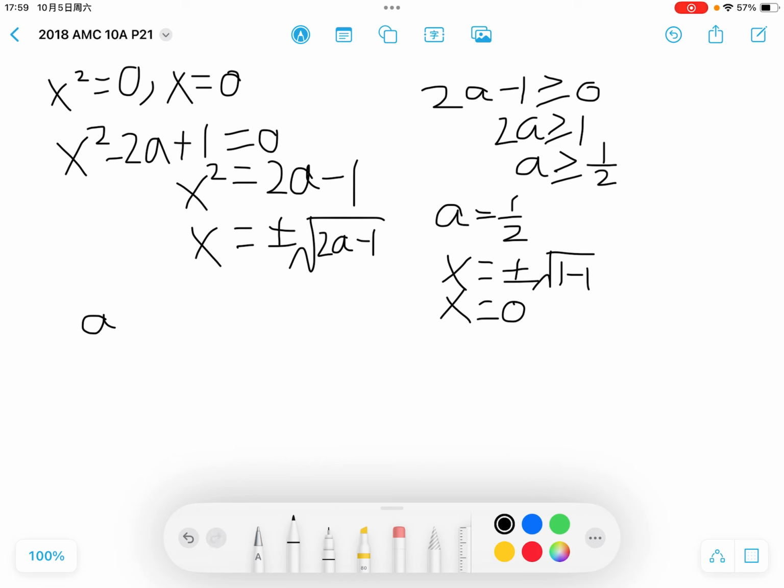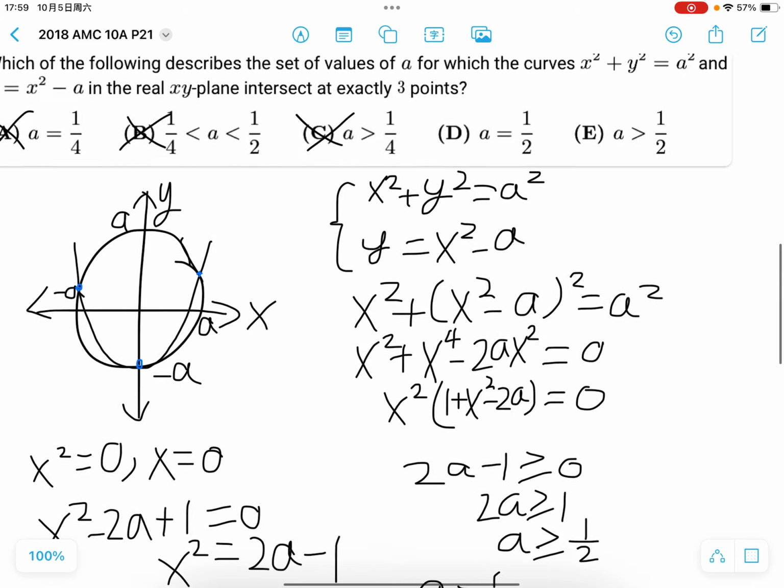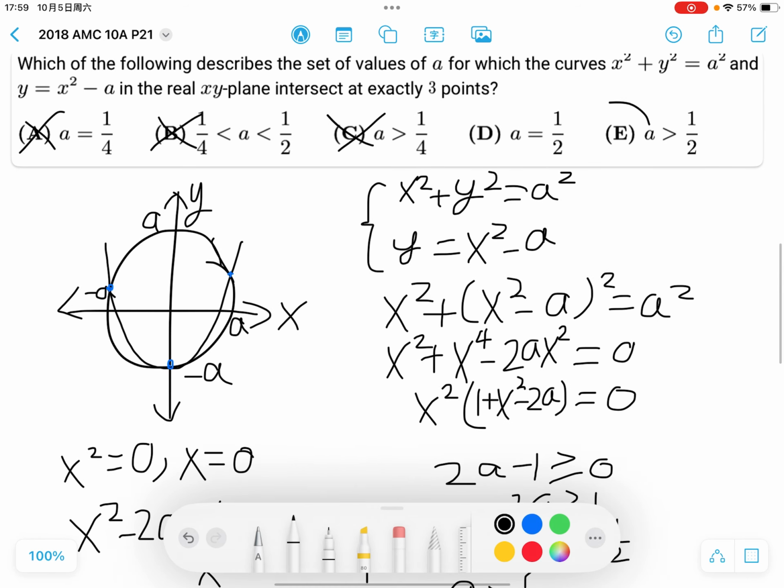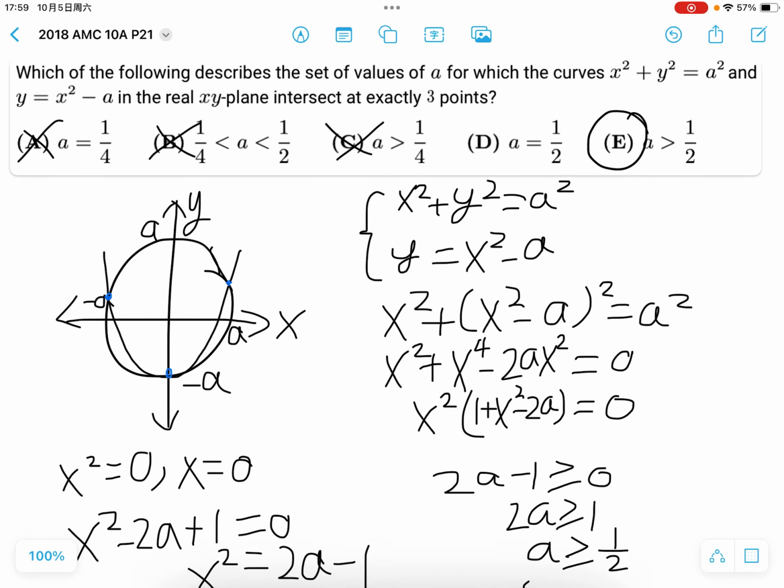So let's try a larger than 1/2, even though we know it must be the answer choice because it's the only one left. When a is larger than 1/2, we know that 2a minus 1 is larger than 0, so x will have 2 different other values that are not 0. So x will have 3 values in total: positive root 2a minus 1, negative root 2a minus 1, and 0, which gives us 3 different intersection points. We can plug them in to find out why. So essentially, this answer choice lets us have exactly 3 intersection points. No more, no less. So thanks for watching. Bye.